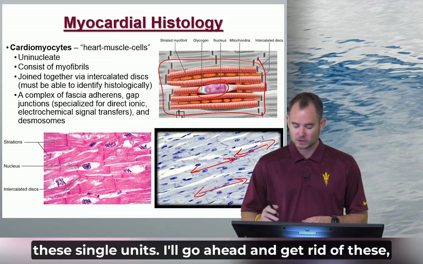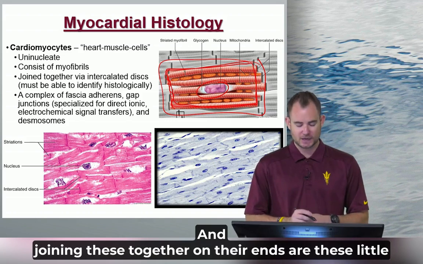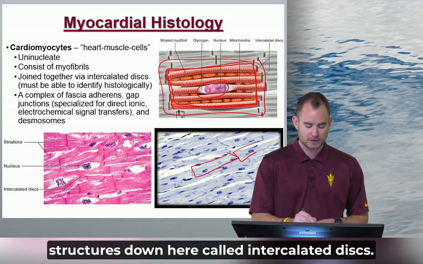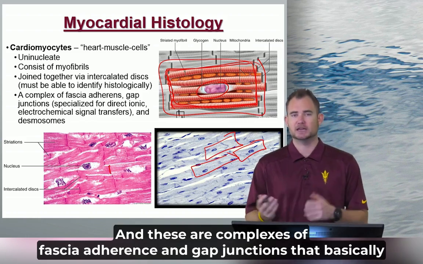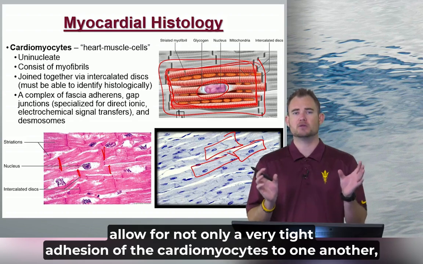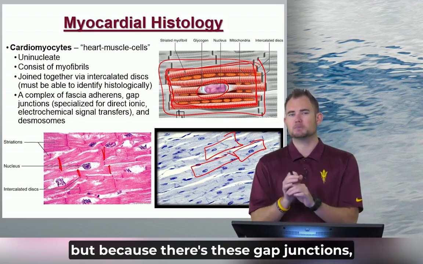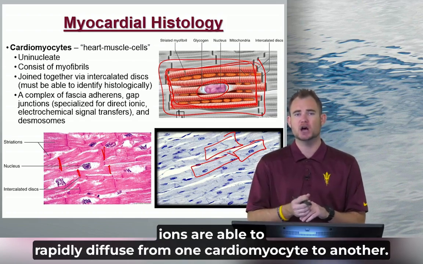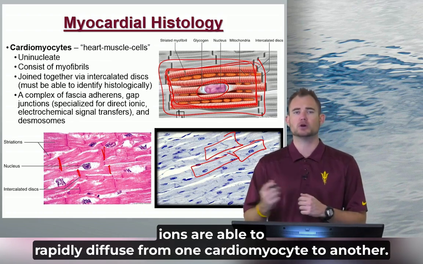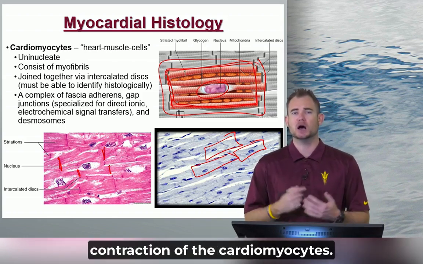These single units are stacked very closely next to one another. And joining these together on their ends are these little structures down here called intercalated discs. These are complexes of fascia adherens, desmosomes, and gap junctions that basically allow for not only a very tight adhesion of the cardiomyocytes to one another, but because there are these gap junctions, these little tiny pores that connect the cytosol from one cell to the next, ions are able to rapidly diffuse from one cardiomyocyte to another. And this is very important for the rapid and coordinated contraction of the cardiomyocytes.